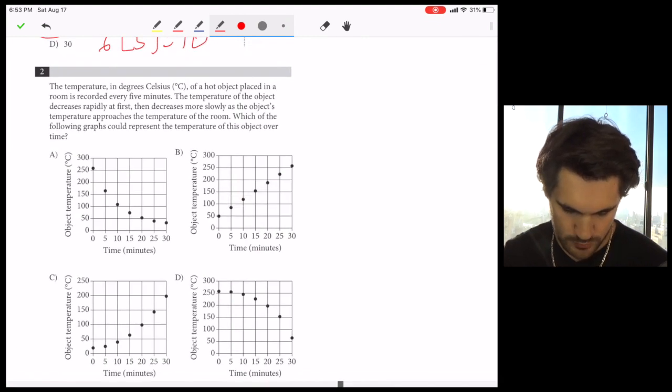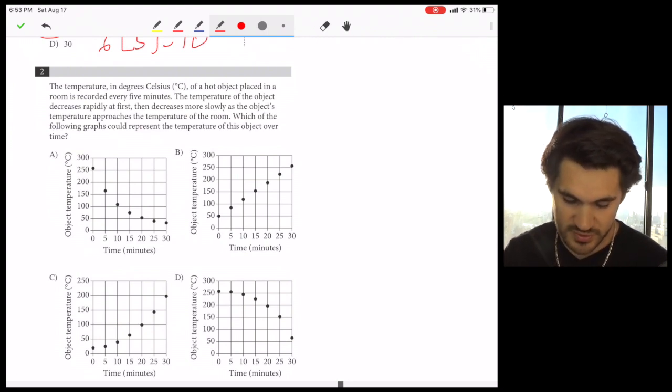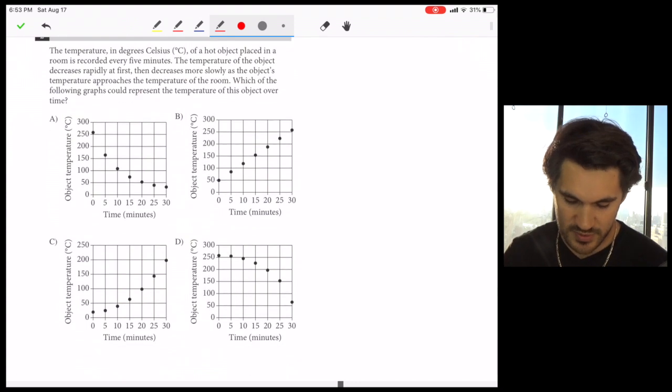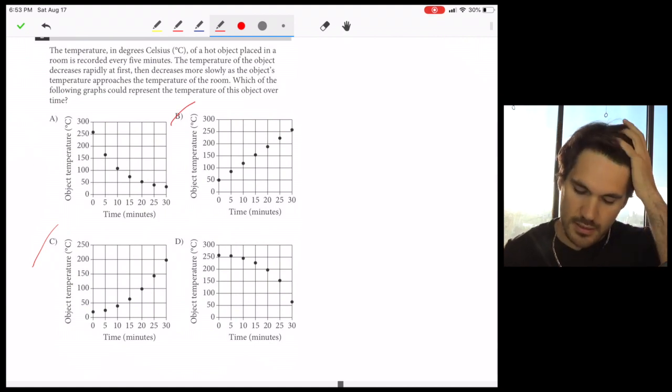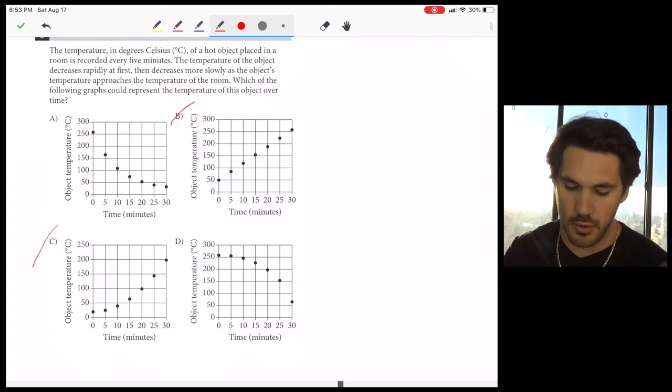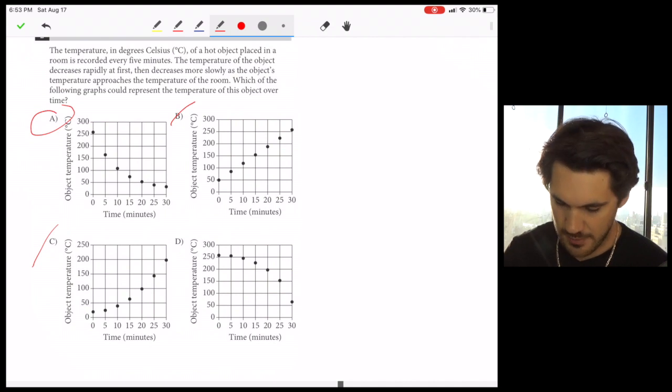Number 2. The temperature in degrees Celsius of a hot object placed in a room is recorded every 5 minutes. The temperature of the object decreases rapidly at first, then decreases more slowly as the object's temperature approaches the temperature of the room. Which of the following graphs could represent the temperature of this object over time? So we know it decreases quickly at first and then starts to decrease more slowly. So we know the answers can't be C or B because those increase. And then D appears to do the opposite. So our answer is going to be A.